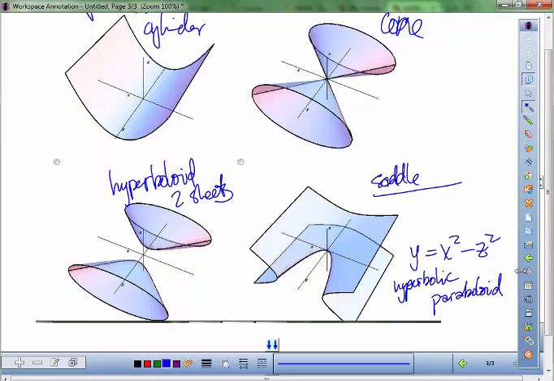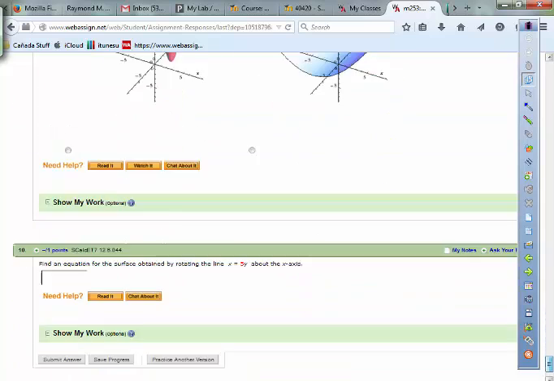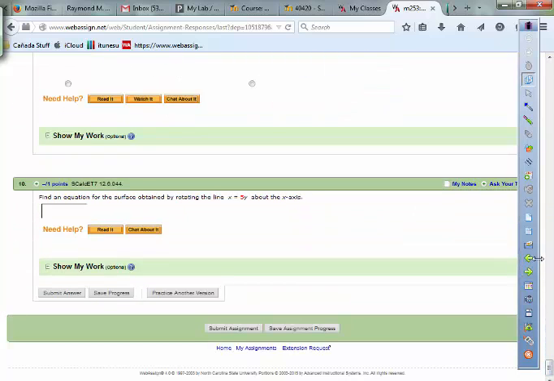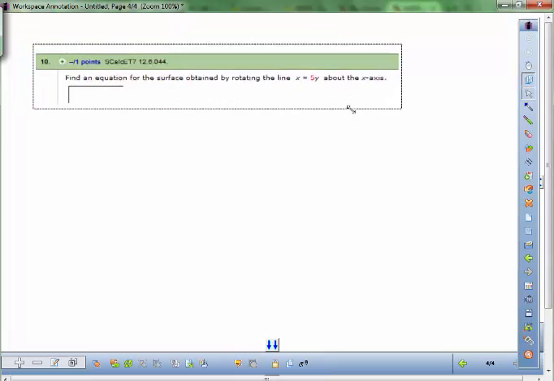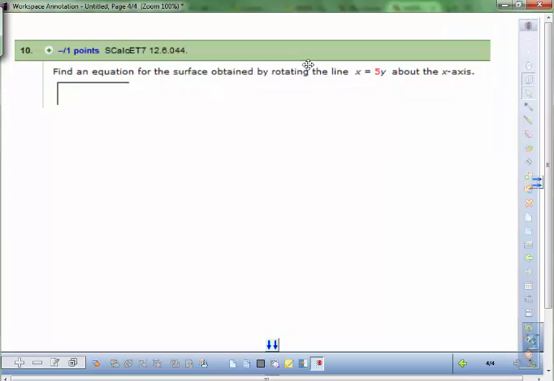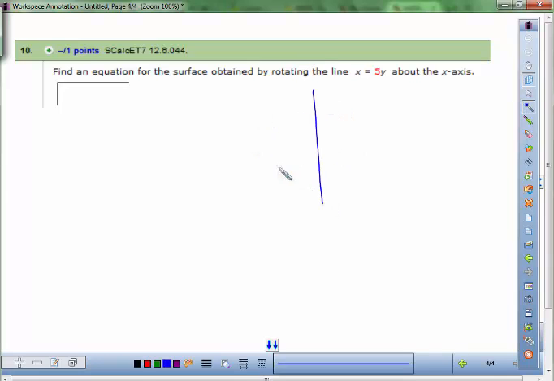All right, let's take a look at number 10 on this section and see how that problem looks. It says to find an equation of a surface obtained by rotating x is equal to 5y about the x-axis. So this is like Calc 2 stuff, right? You take one of these equations and then you do some rotation.